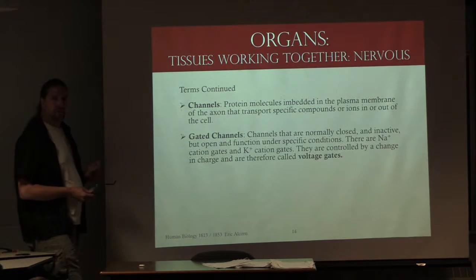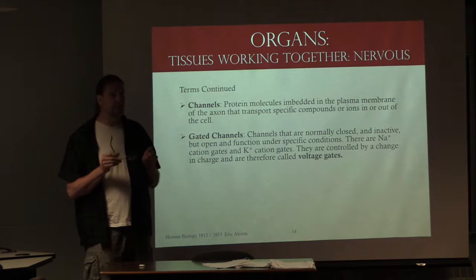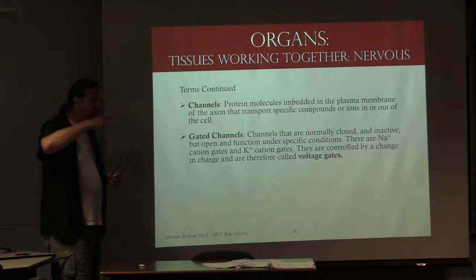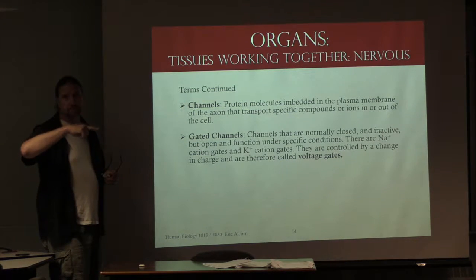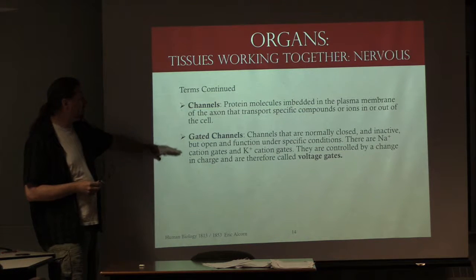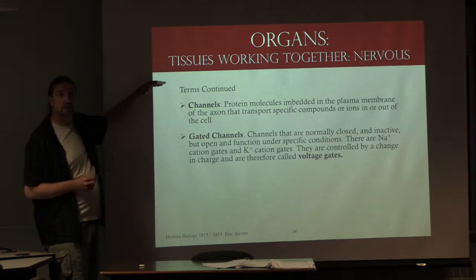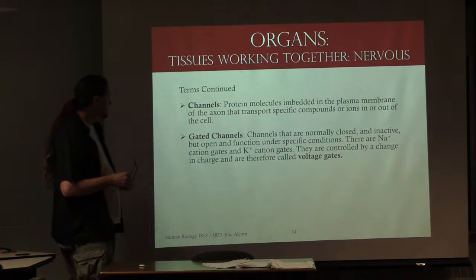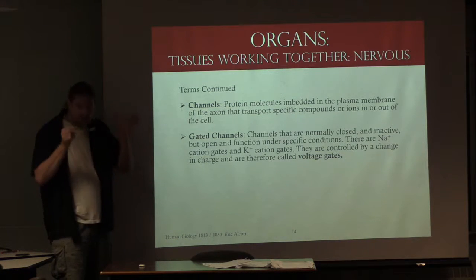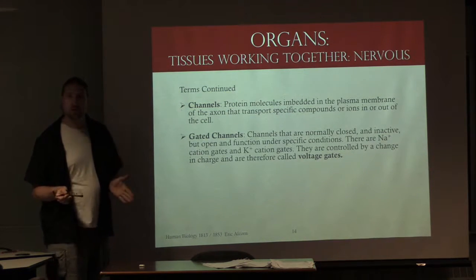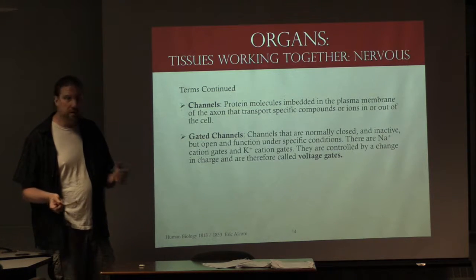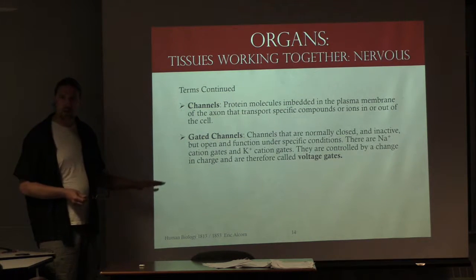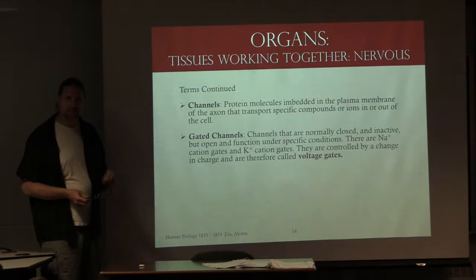They're in the nodes of Ranvier, because the nodes of Ranvier are the only place the axon is exposed to the extracellular environment. The rest of it is wrapped in a myelinated sheath produced by Schwann cells. So the only place that you can have an exchange of either electrical current or chemicals is in those nodes. So a channel is just a protein specific to a particular molecule, allowing things in or allowing them out, or both. A gated channel is one that is normally closed, and something specific has to happen to make it open.